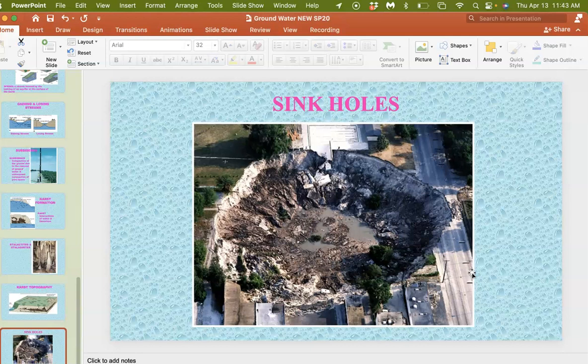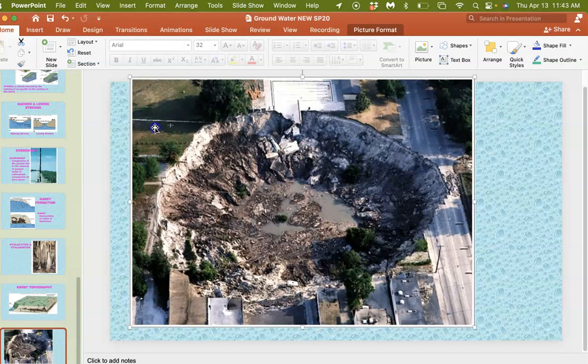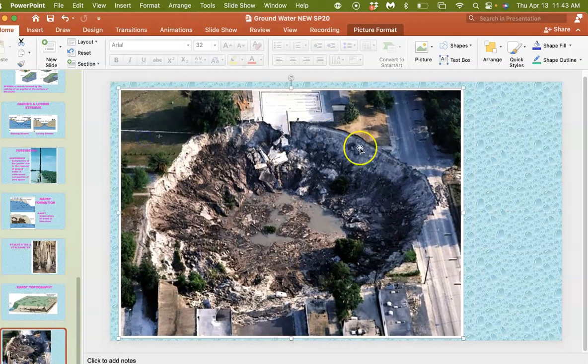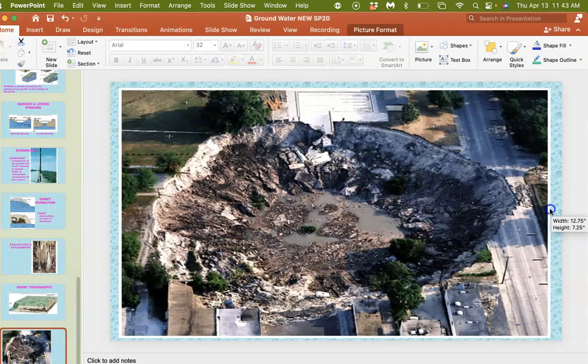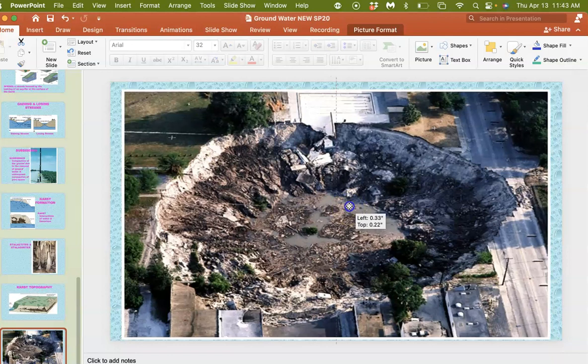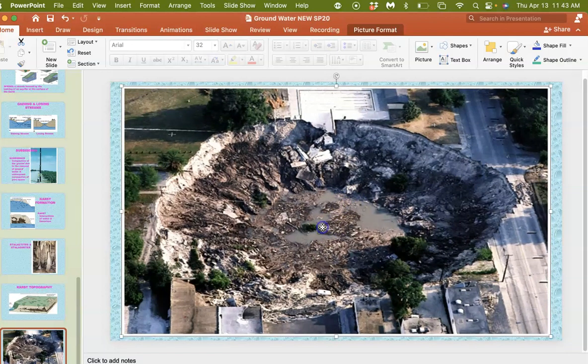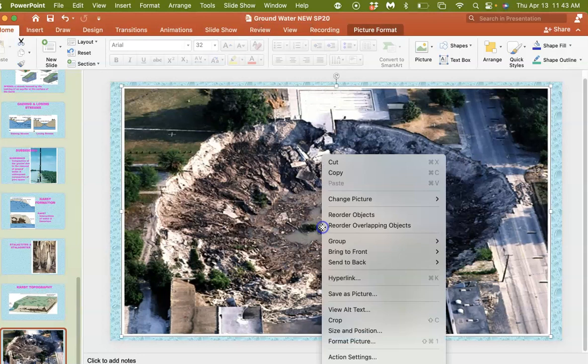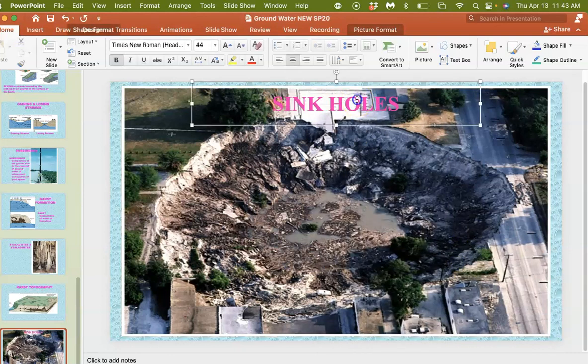So, sinkholes. Let me make that picture bigger while I'm thinking about it. Distorted it a little bit, but there we go.